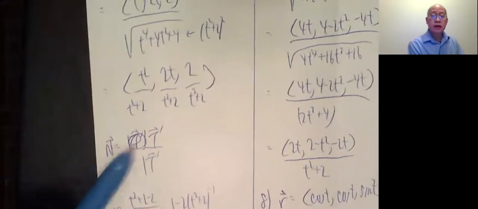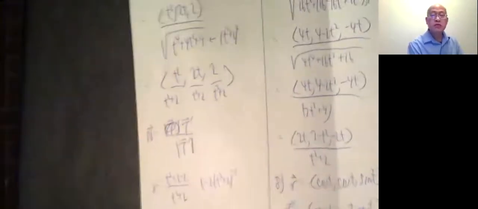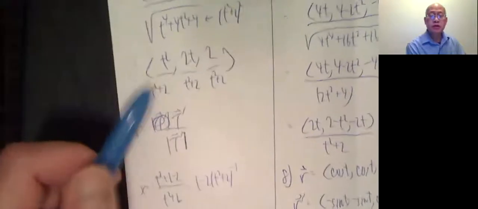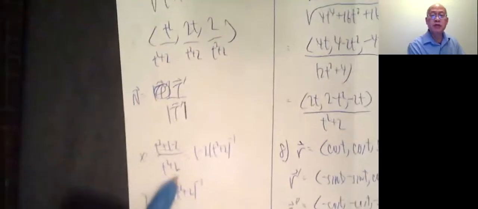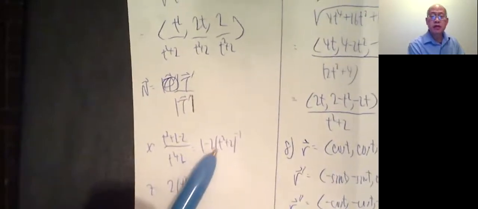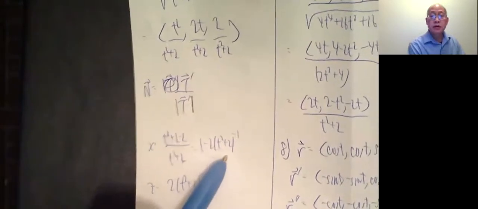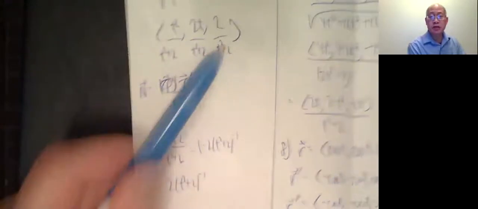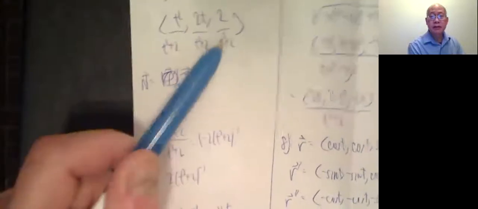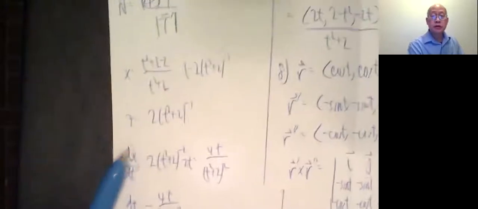So n is t prime divided by the magnitude of t prime. Fortunately, for this one, rather than doing the quotient rule, you can think of it as t squared plus 2 minus 2. So then you get 1 minus 2 times t squared plus 2 to the negative 1. That's easy to differentiate. And that actually happens to be the opposite of this. So once I differentiate this one, I take the opposite to get the third component there. And the z component is 2 times t squared plus 2 to the negative 1.